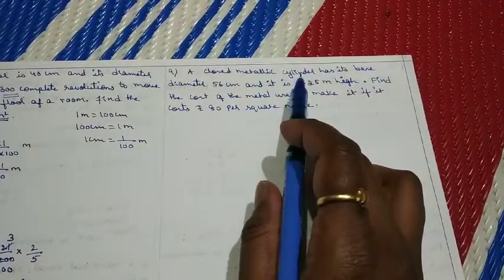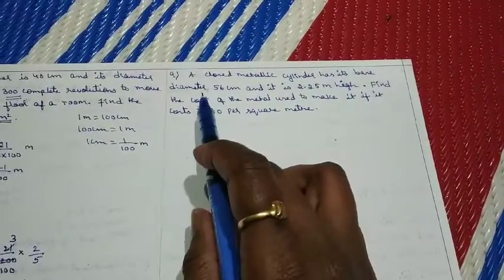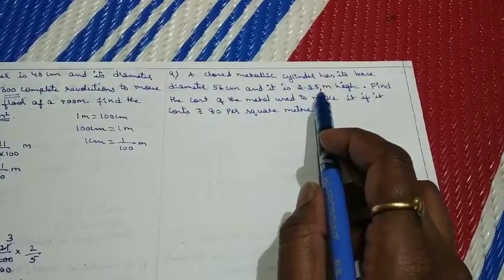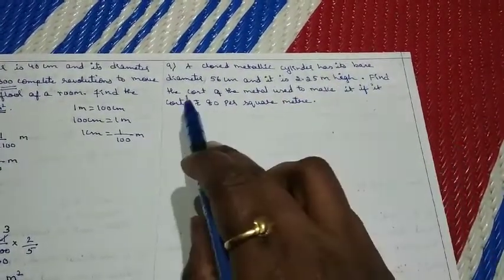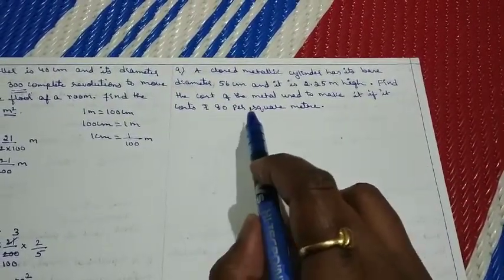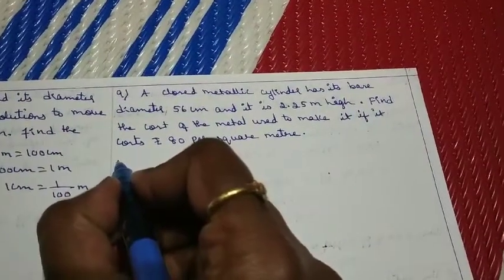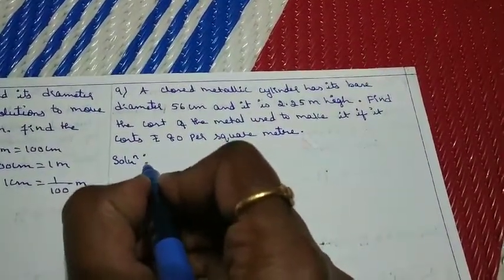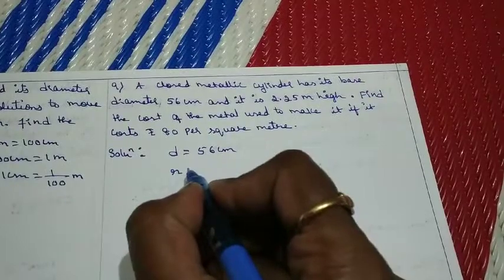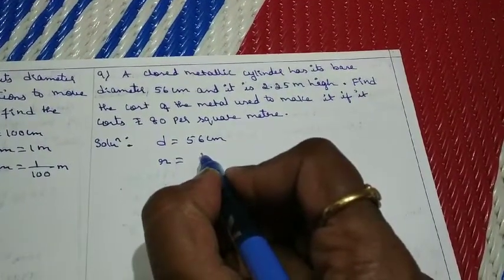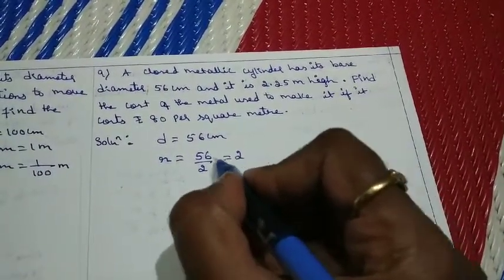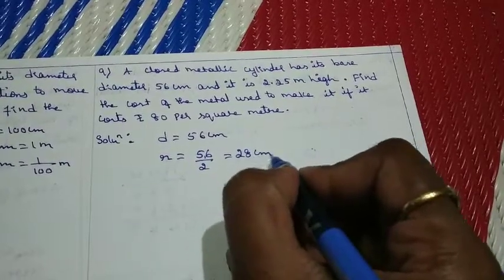A closed metallic cylinder has its base diameter 56 centimeter and it is 2.25 meter high. Find the cost of the metal used to make it if it costs rupees 80 per square meter. So first we will write all the given things. The diameter is given 56 centimeter. Then convert into radius. We know that radius is half of the diameter. So 56 divided by 2 is 28 centimeter.